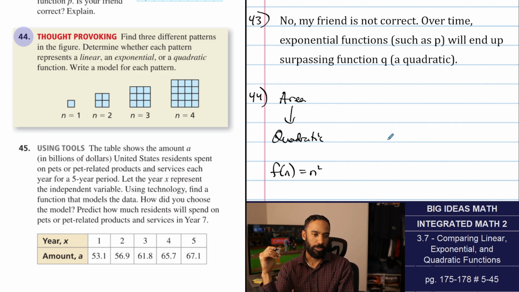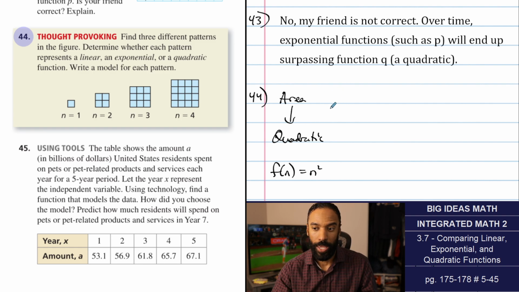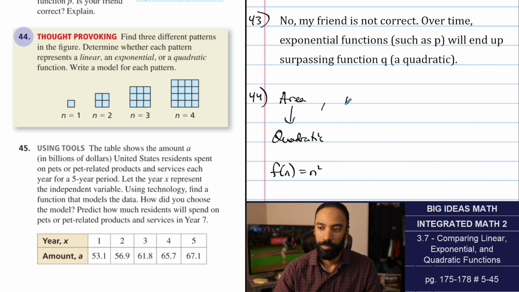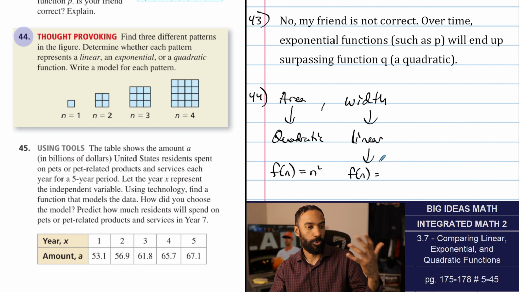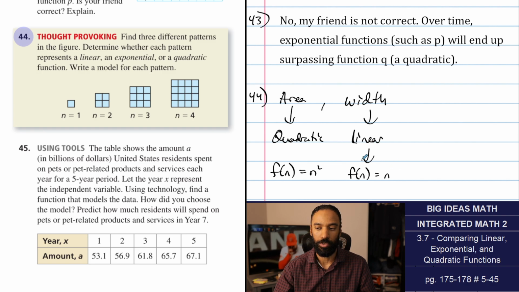I don't see anything here to be exponential. Linear, we could use like width, or height, or whatever. Length, base, whatever. I'll call it width. The width of this thing would be linear because it goes based on whatever n is. It would be like f of n equals n. When n equals 1, the width is 1. When n equals 2, the width is 2, things like that. So I guess that would work out.